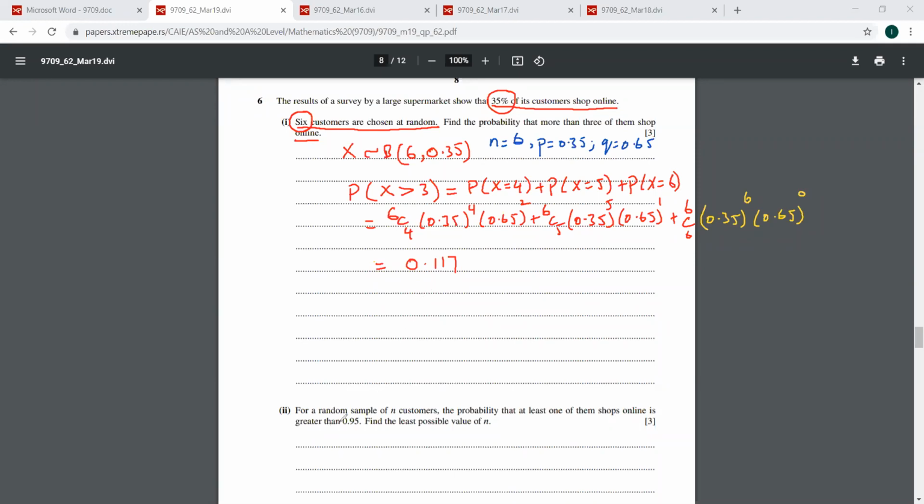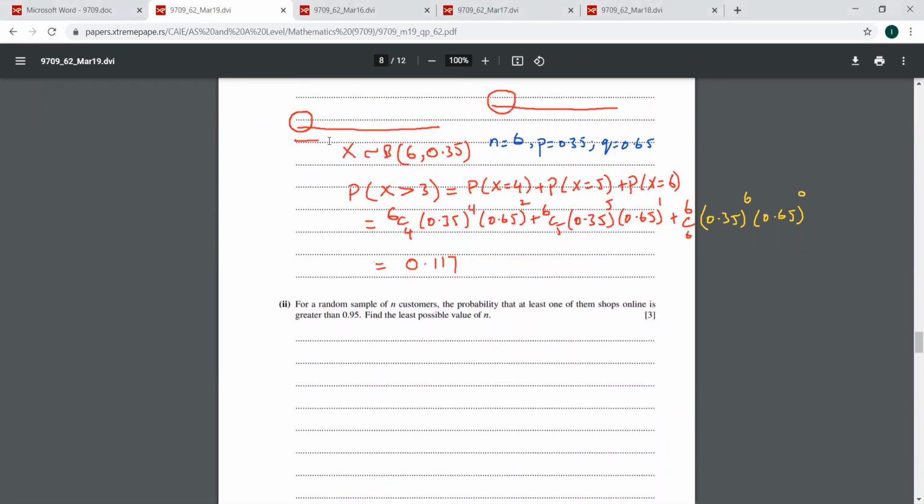It says for a random sample of n customers, the probability that at least one of them shops online is greater than 0.95. Okay, for a random sample of n customers. So we can say, okay, there is another binomial distribution. Yes, beta? My answer is coming as 2.117. It cannot be 2.117. The probability cannot exceed 1. So you better check your working, okay? So it says for a random sample of n customers, so there is n.